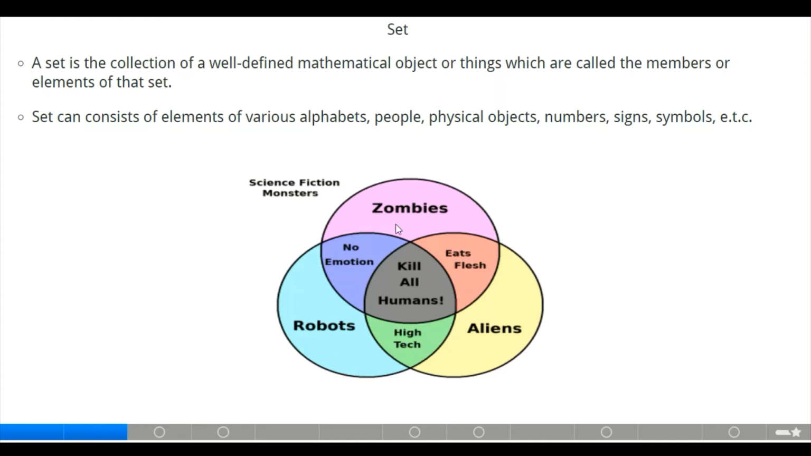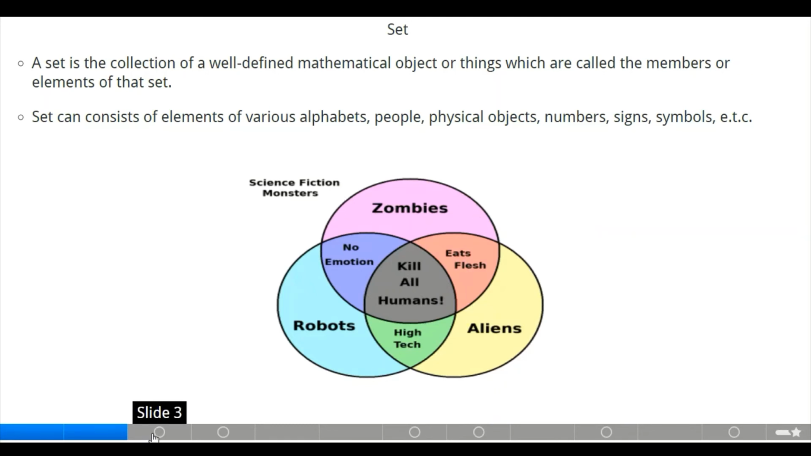Now we have an example that is being shown here. Zombies, no-emotion robots, flesh eaters, airlines, high techniques. All of these, we can say, kill humans. So if you want to refer to this type of set, we can refer to it as the set that kills all humans.